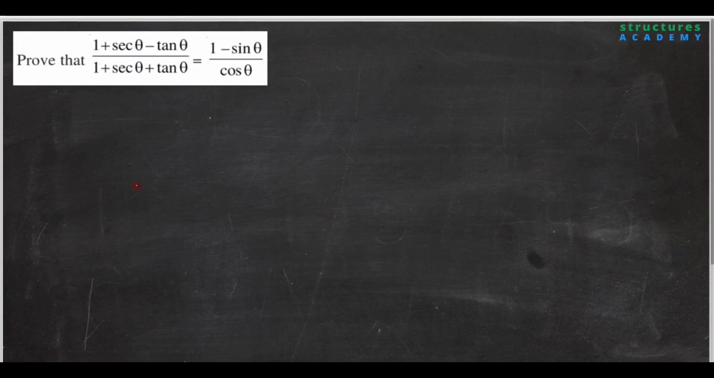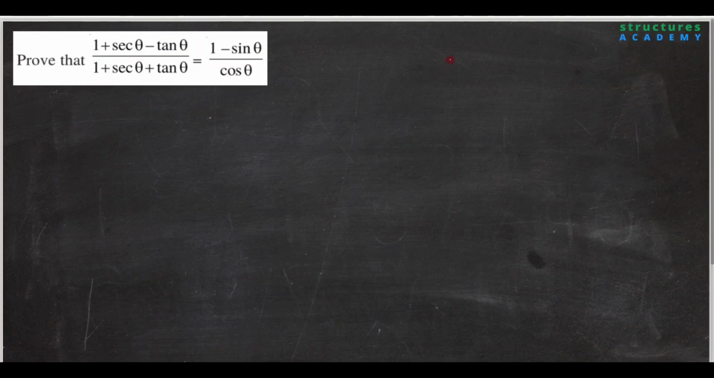All right, let us look at another question which is related to the proving of identities. We have to prove (1 + sec θ − tan θ) / (1 + sec θ + tan θ) equals (1 − sin θ) / cos θ.